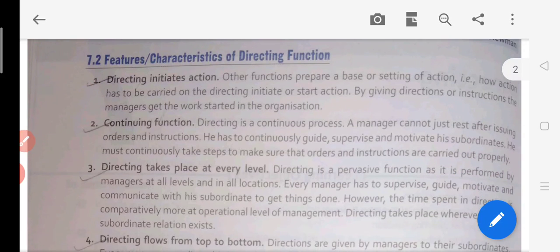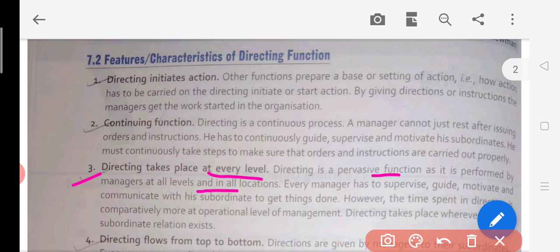Now the third point, direction takes place at every level, means it is pervasive. Okay, so direction is a pervasive function as it is performed by the manager at all levels in all locations. Every manager has to supervise, guide, motivate and communicate with his subordinates to get the things done. Okay, so every manager or boss will be talking to his subordinates who are working under him. So this happens at every level, means at the top level, at the middle level and at the lower level.